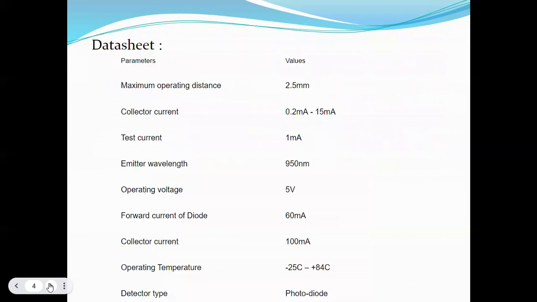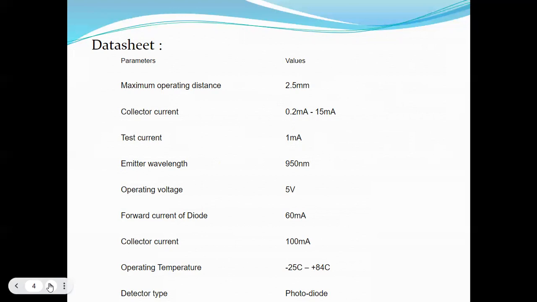Its main parameters are that it has a maximum operating distance of 2.5 millimeters and a collector current of 0.2 milliampere to 15 milliampere range. It has a test current of 1 milliampere, a wavelength of 915 nanometers, an operating voltage of 5 volts, a forward current of the diode of about 60 milliampere, and the collector current can go up to 100 milliampere.